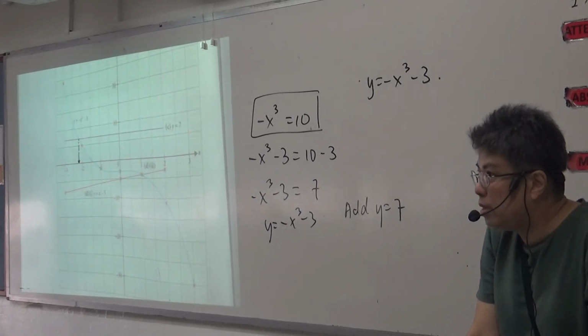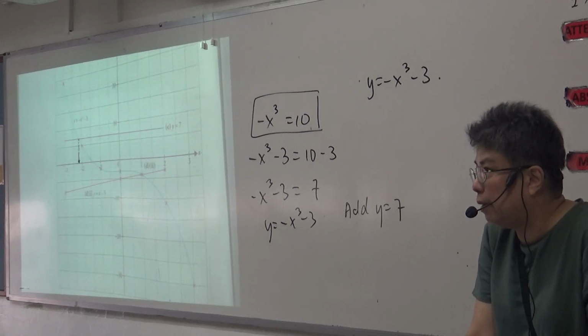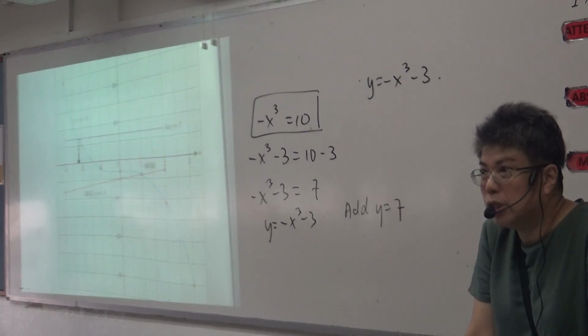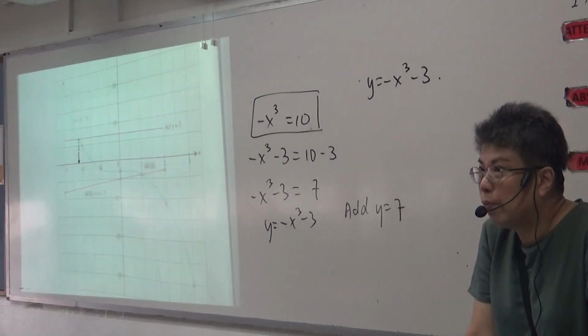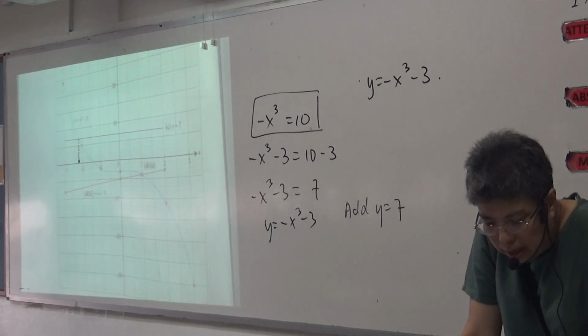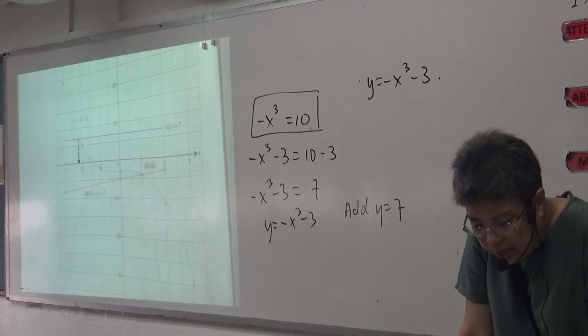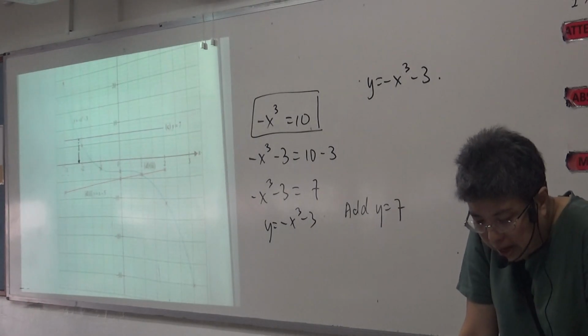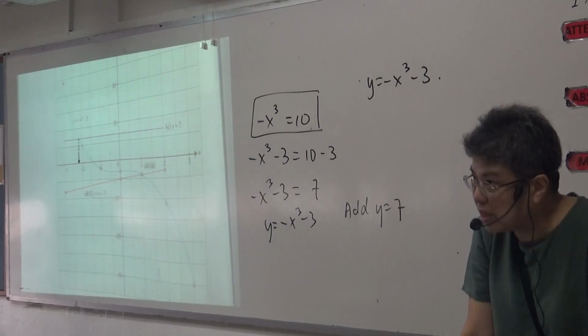Oh, I misread the question. Can you see I got to draw another line? Can you see I misread the question? Yes or no? Okay, now, hold first. Can you all look at part C first? The equation negative x cubed minus 10 has only one solution. Explain how this can be seen from the graph. Just now I explained already, right?